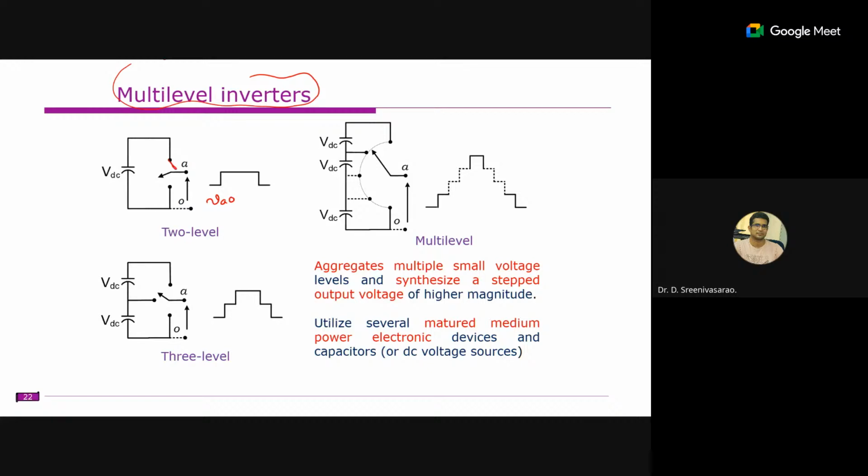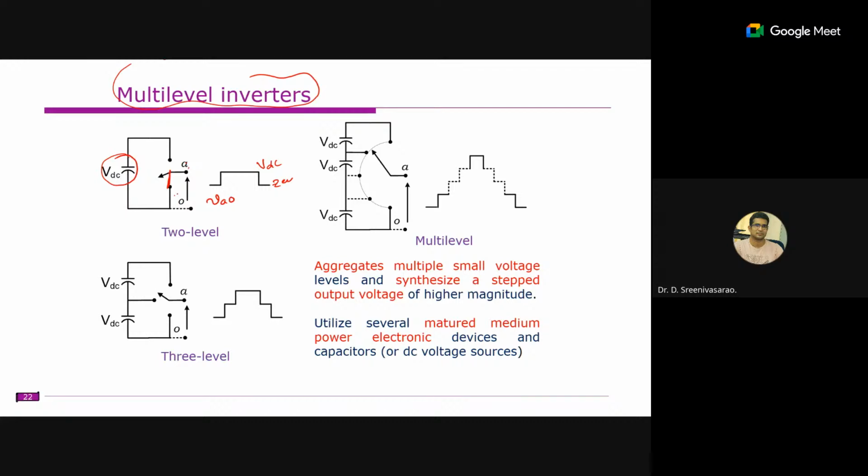Let us assume the switch is connected here. In that case, if you measure the voltage across VA0, you will get this VDC voltage. And if the same switch is connected here, you will get 0 voltage. So this is how you produce the two-level waveform, the same thing we saw in a two-level voltage source inverter.